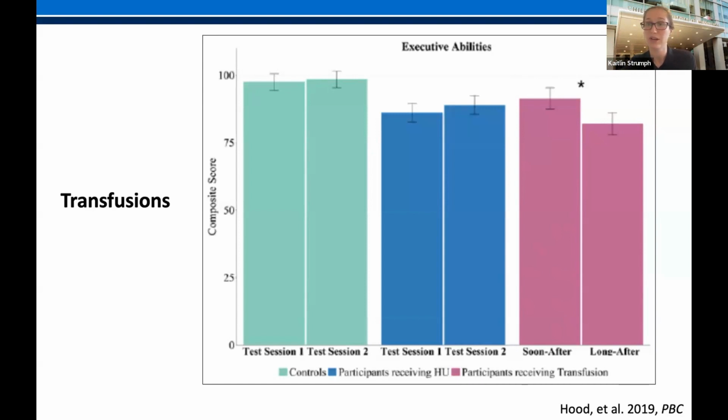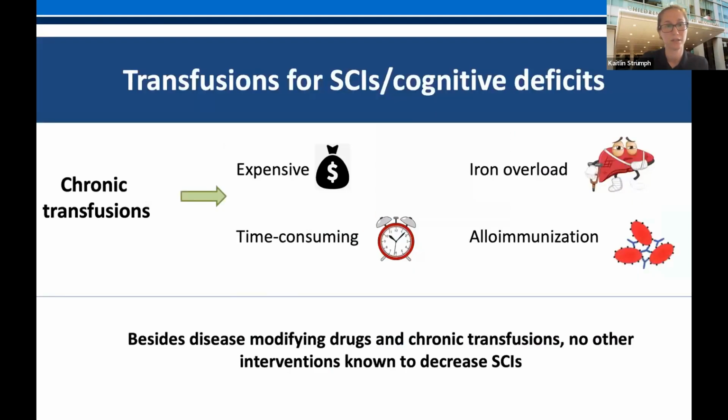And then they did it a month later, right before they were getting a blood transfusion. And what they showed was that patients did a lot better right after they had received the blood transfusion, which was the opposite, right? They should have done better. And in fact, they actually did worse, which really goes to show the benefit of the blood transfusion, how it can acutely actually change patients' executive functioning.